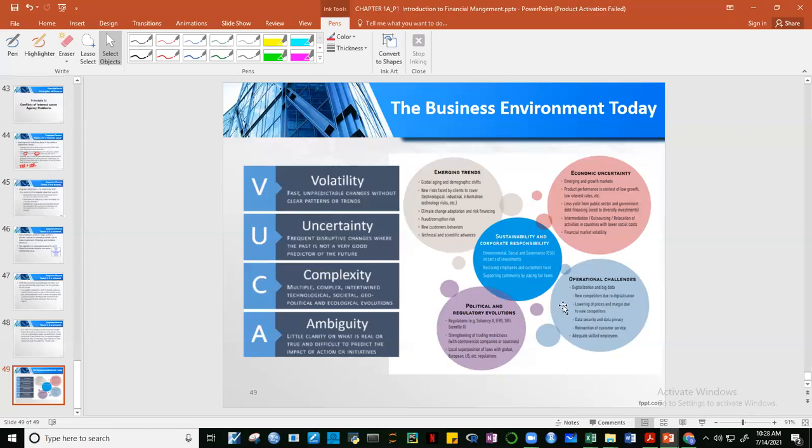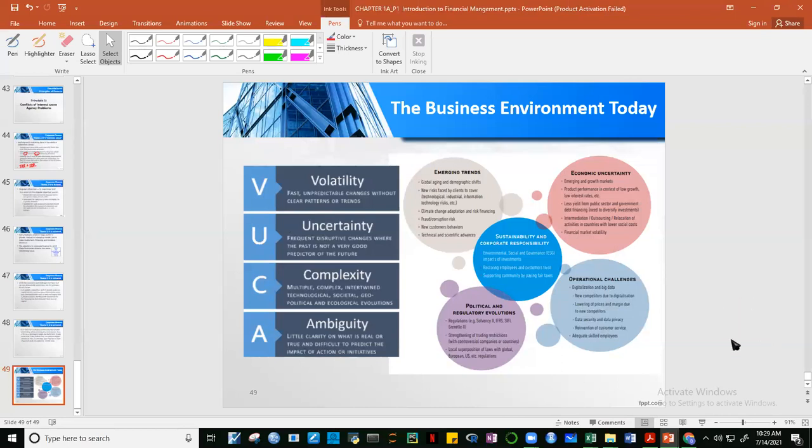Tapos ano pa? Understanding. Uncertainty, guys. Okay? Ang antidote na niya, understanding. So if the firm understands the trends in the market, makakatulong yan for them to perform well. Complexity can be addressed by courage, and ambiguity can be addressed by adaptability. Okay, so I'll not continue discussing that. I would want that you do some readings about that.